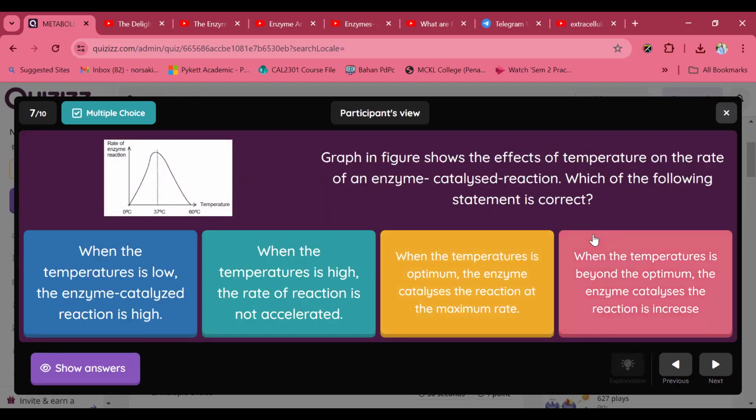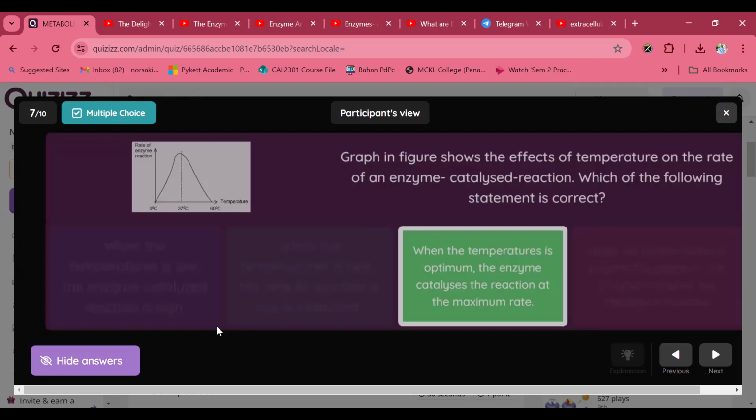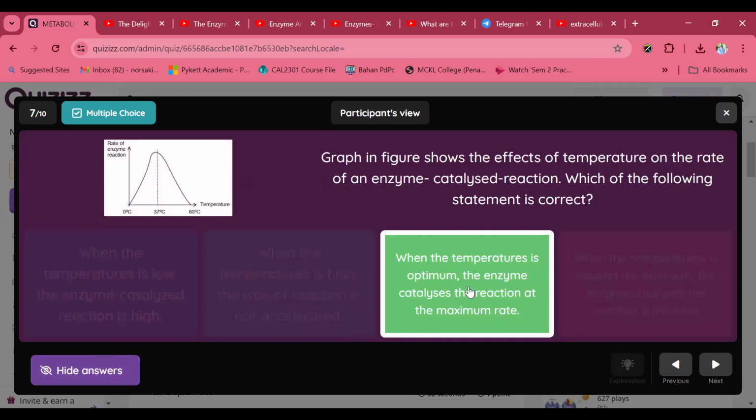The graph shows the effect of temperature on the rate of enzyme catalyzed reaction. Which of the following is correct? The correct one will be: when the temperature is optimum, the enzyme catalyzes the reaction at the maximum rate.